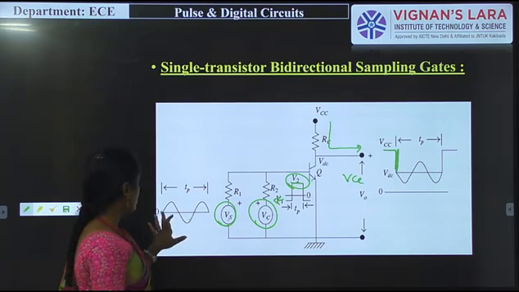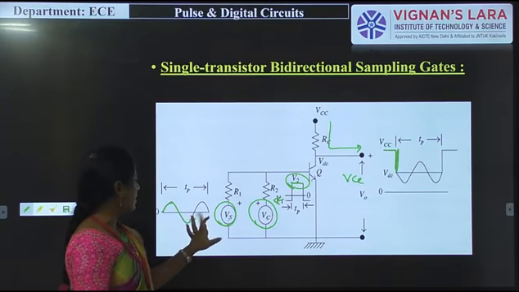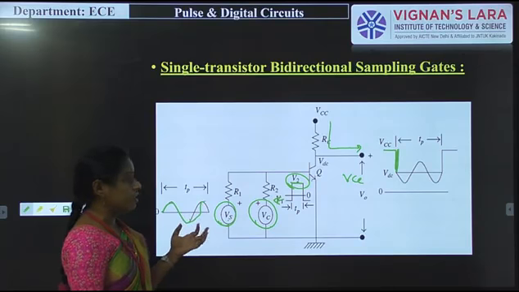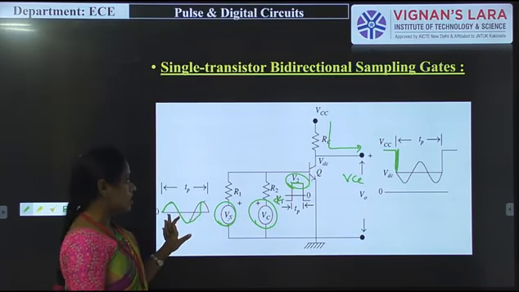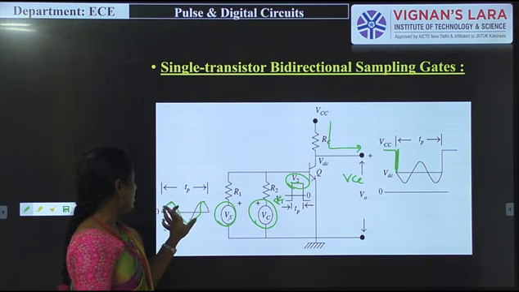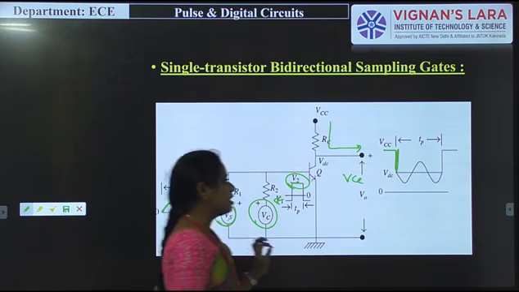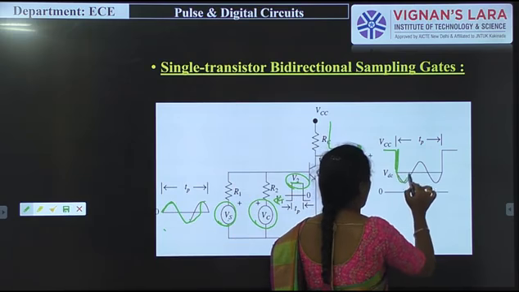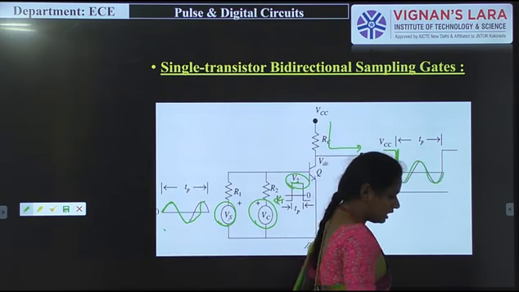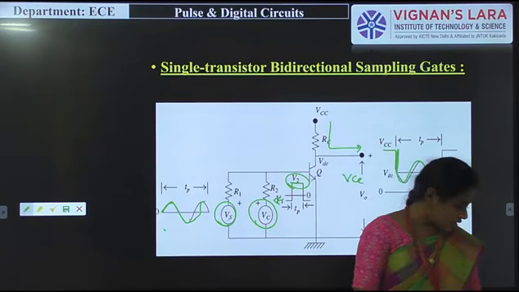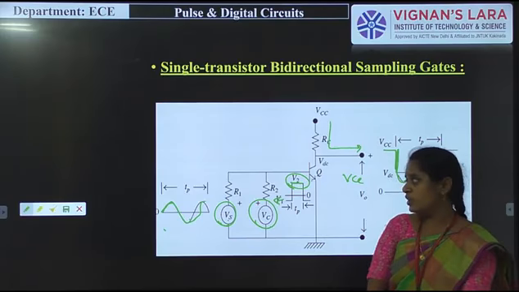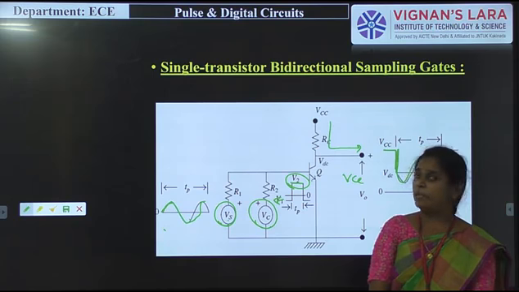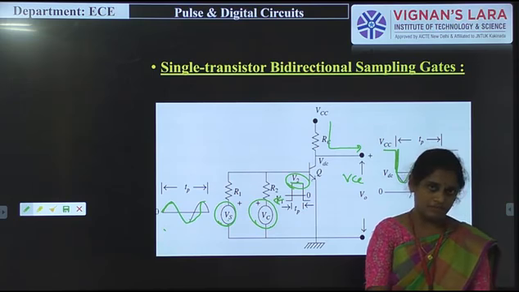Whatever input signal we give to this particular sampling gate will be shifted like this. When the signal starts in a positive direction, the output starts in the negative direction. But it transmits both the positive as well as the negative signal. So this is about the bidirectional sampling gate using a single transistor.